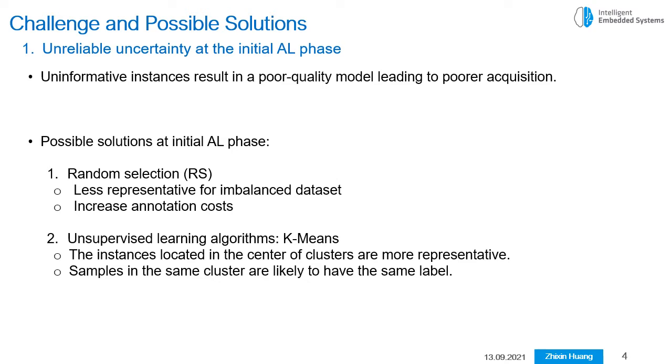As another solution, unsupervised learning algorithms can analyze large amounts of unlabeled data. For example, the K-means algorithm is one of the most common clustering algorithms for knowledge discovery in data mining. The clustered information is helpful for active learning in two aspects. First one, the instances located in the center of a cluster are more representative than the others and should be labeled first. Second one, samples in the same cluster are likely to have the same label.